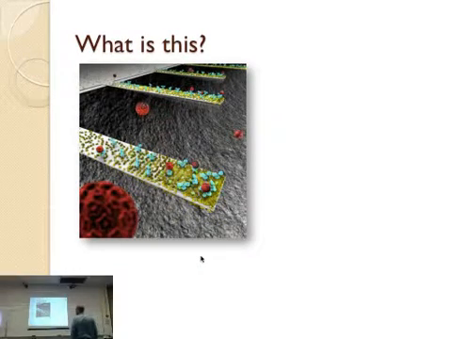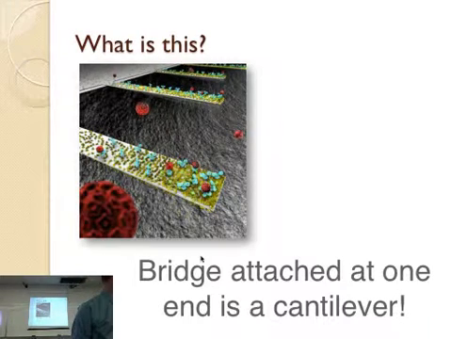Anybody have an idea what this is? What's this look like, this big structure here? Diving board. Excellent. It's a diving board. You're absolutely right. The mechanical engineering term for a diving board is a cantilever. It's a bridge that's only attached at one end. If it's attached at both ends, they call it a bridge.